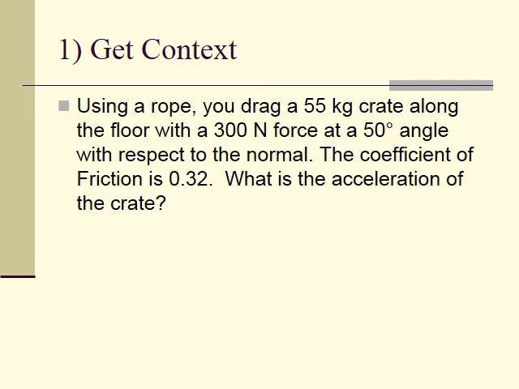Using a rope, you drag a 55 kilogram crate along the floor with a 300 Newton force at a 50-degree angle with respect to the normal. The coefficient of friction is 0.32. What is the acceleration of the crate? Okay, so from this we can see the context is that the object is accelerating. It sounds like it's accelerating on a flat horizontal surface, so it's accelerating horizontally and not vertically. And so we know there's going to be a net force in the horizontal direction of some kind.